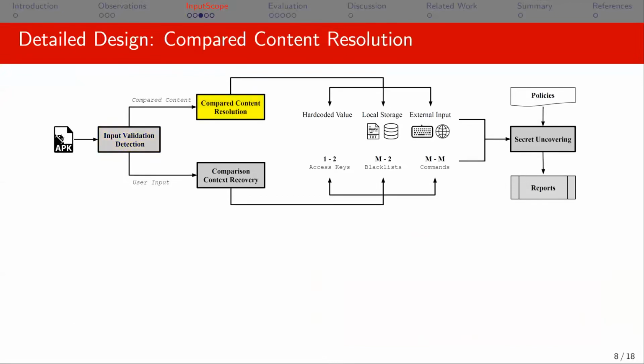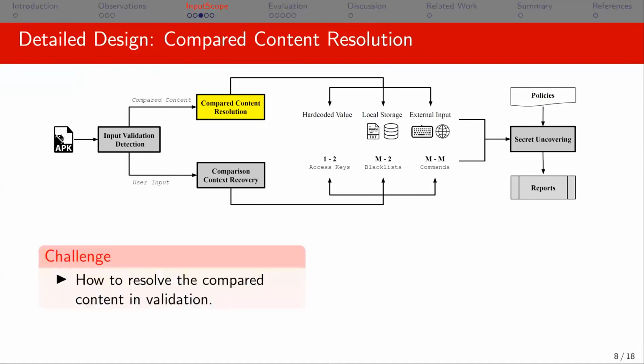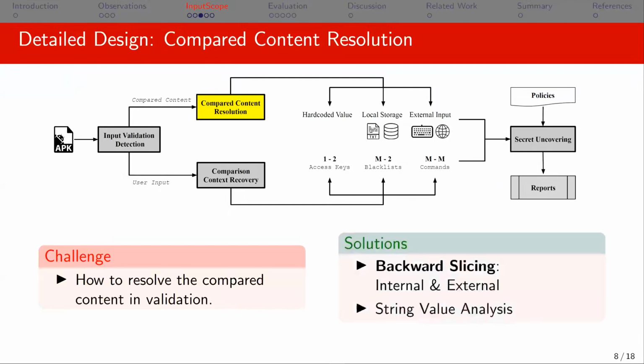After tracking the user input to the validation location, next, we need to focus on the comparison content that sits at the other side of the equivalence formula. In particular, we need to know where it comes from, how it is generated, and what is the value. Therefore, we first apply backward slicing to track the comparison content backwardly to where it comes from. And in the meanwhile, we can collect information about how it is generated.